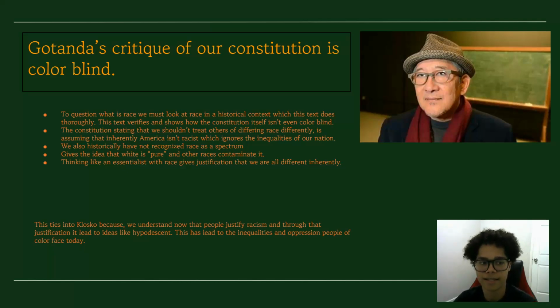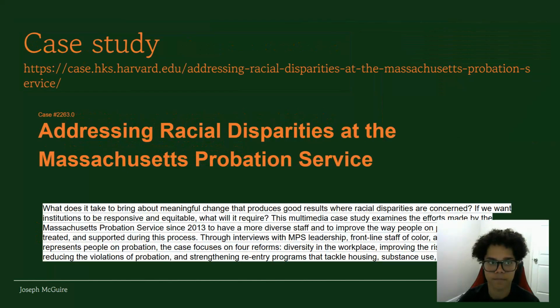And finally, thinking like an essentialist with race gives justification that we are all different inherently, thus giving racial connotation. This ties into classical because we understand that people justify racism, and through that justification, it leads to ideas like hypodescent. We saw that in Plato's Republic. This also leads to inequalities and the oppression that people of color face today.